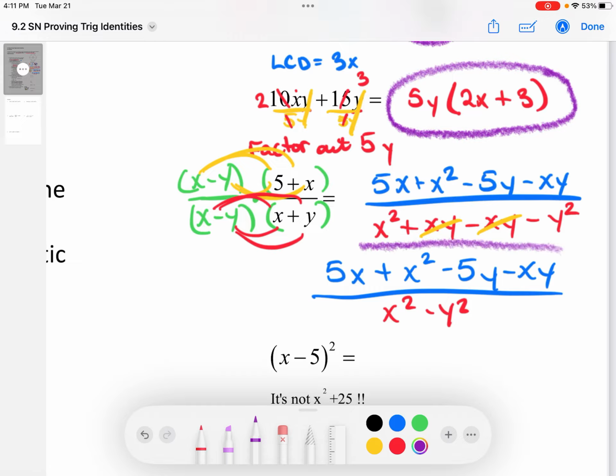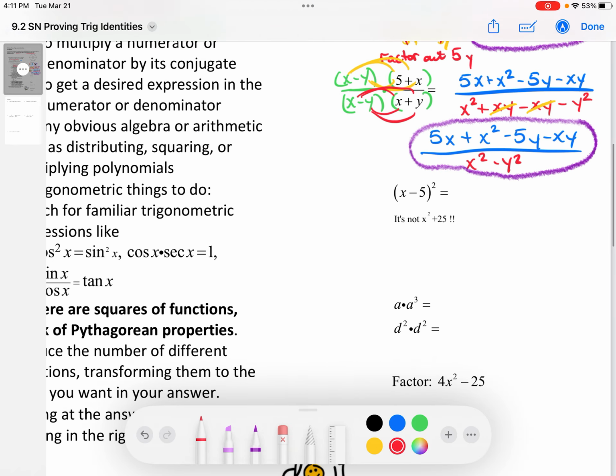Okay, now that can be very helpful with those Pythagorean identities. It can also be very helpful with difference of squares factoring if we needed to, and we'll see that here in just a minute. Okay, so look at the next one.